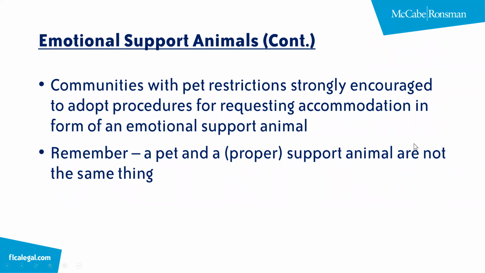Think of a proper emotional support animal as being for somebody who really needs it. They have a disability, and it allows them to use the unit or the property in the same manner as somebody that doesn't have a disability. It's like if they requested a ramp because they're handicapped and they have a wheelchair. Think of the support animal as another type of accommodation.